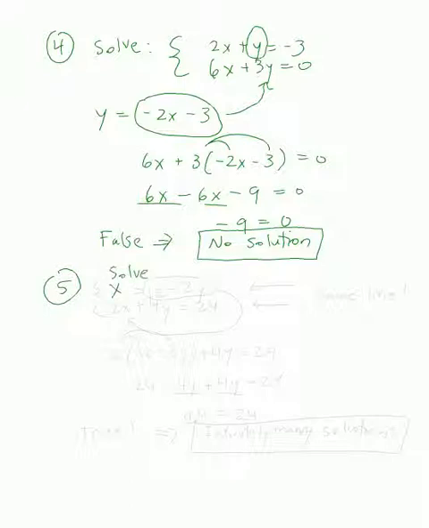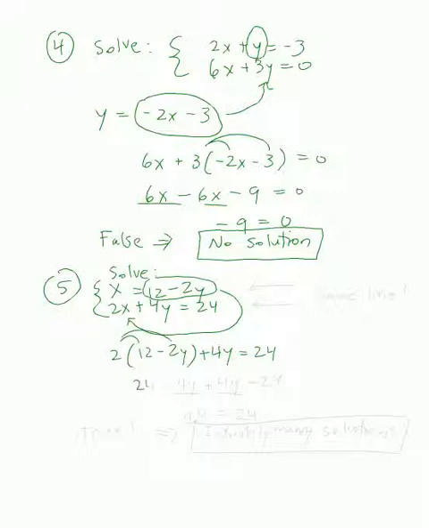We're going to solve the following system. x equals 12 minus 2y, and 2x plus 4y equals 24. First, notice that I've already got x by myself. I'm going to put that in for x in the other equation. I get 2 times (12 minus 2y) plus 4y equals 24. Distribute this, I get 24 minus 4y plus 4y equals 24. Combine my like terms, I get 24 equals 24.